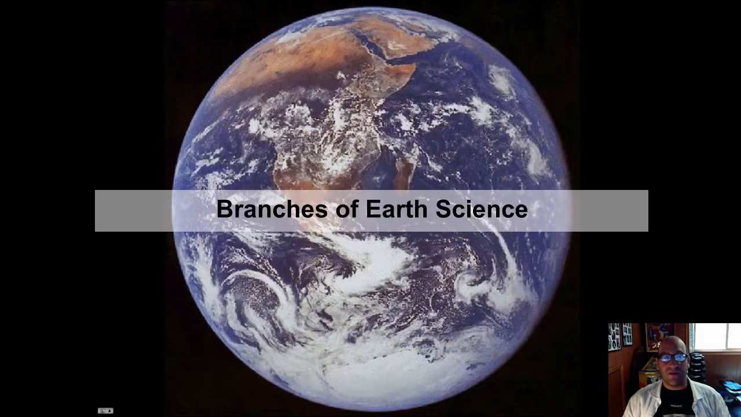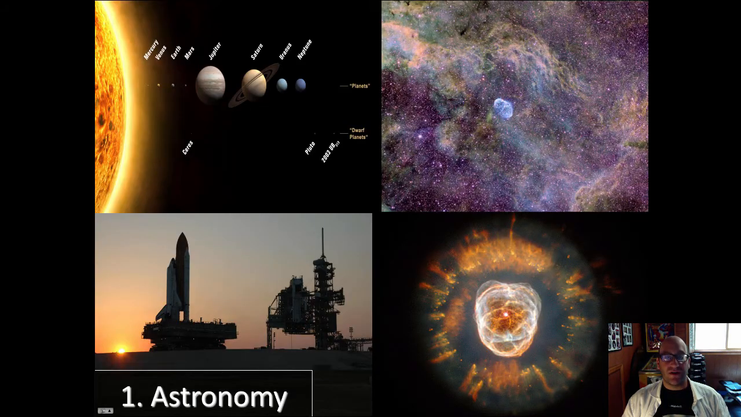All right, next let's talk about the branches of Earth science. There are 5 of them, and again, we're laying out the framework for what we're going to talk about throughout the entire year. Here's our first branch of Earth science. It's called astronomy. Simply put, astronomy is the study of the universe. It studies everything from the systems within the universe, such as our solar system, to exploring space.